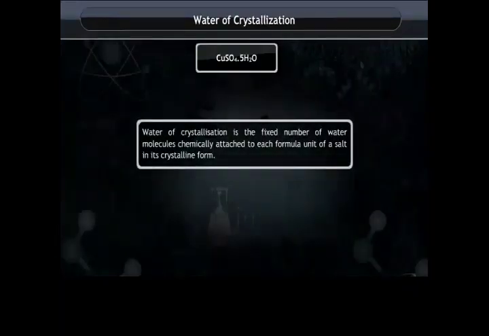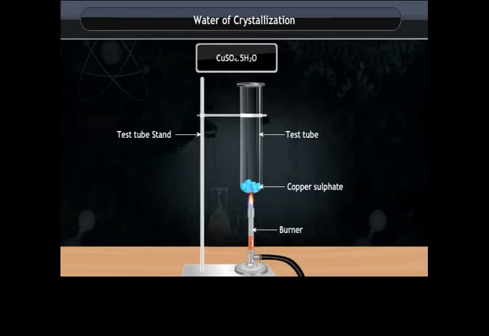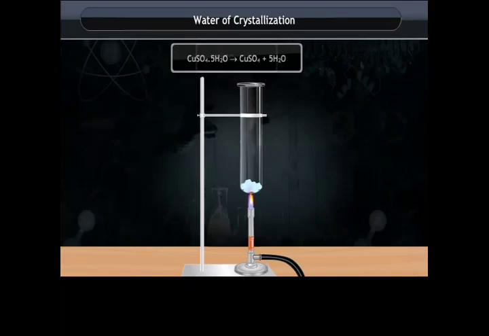Water of crystallization. Water of crystallization is the fixed number of water molecules chemically attached to each formula unit of a salt in its crystalline form. Let us explain with the help of an activity. Heat a few crystals of copper sulfate in a dry boiling tube. What is the color of copper sulfate after heating? We observe that the color of copper sulfate changes from blue to white on strong heating and also forms water droplets on the sides of the test tube.